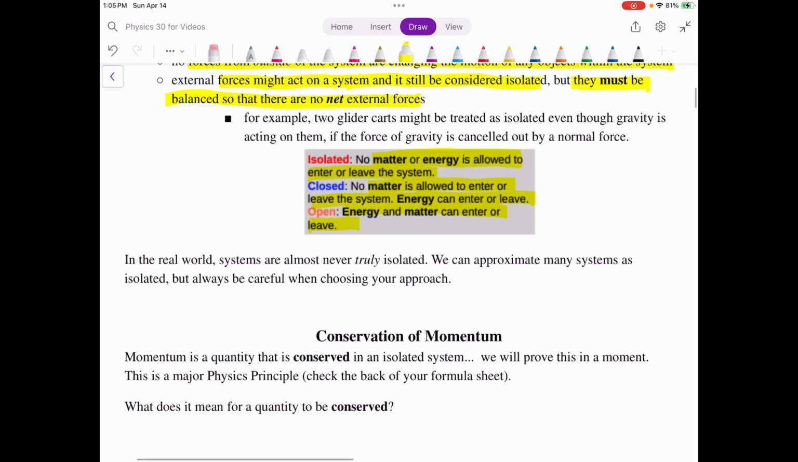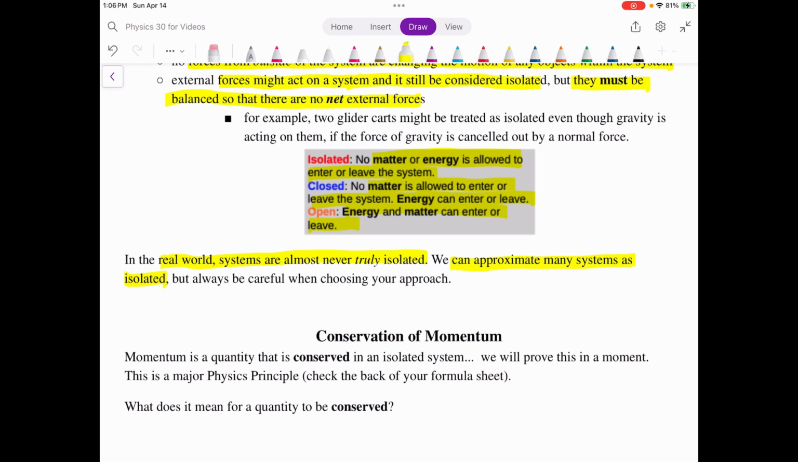So truth be told, in the real world, systems are almost never truly isolated. There's no such thing as a perfect thermos. The laws of thermodynamics tell us that eventually the thermal energy will leave the coffee, and it will get cool. So the energy almost always will eventually dissipate. The only truly isolated system is the whole universe itself. No energy enters or leaves the universe itself. That being said, we can approximate many systems as isolated, okay?